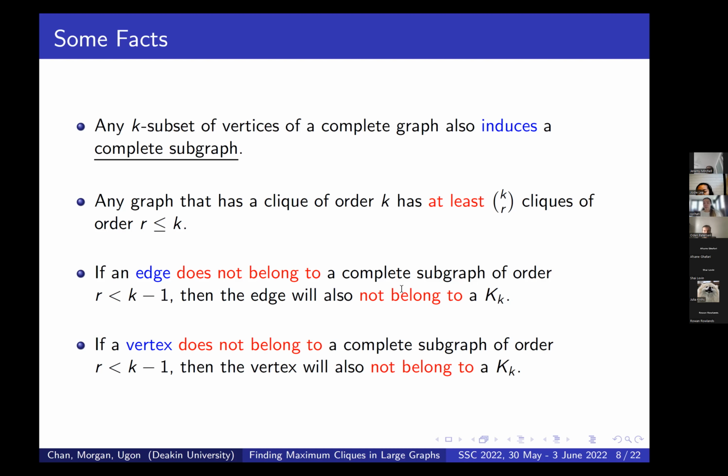Oh, okay, right. So we just have to pick the biggest K possible. Yes, the biggest K that will fit with our counts of the R-cliques. Right. Awesome. That makes sense.